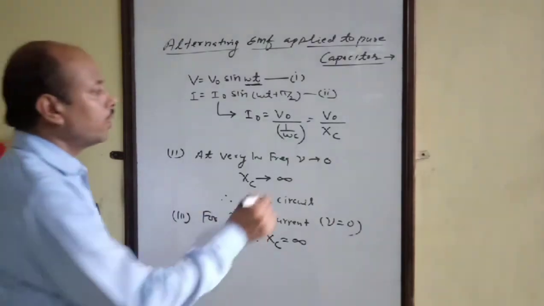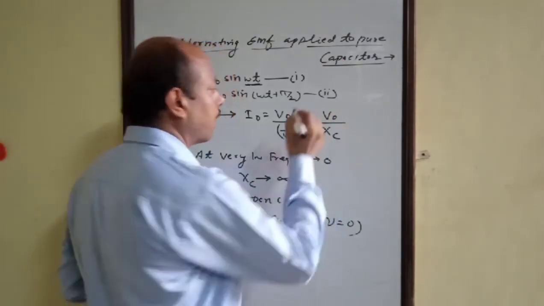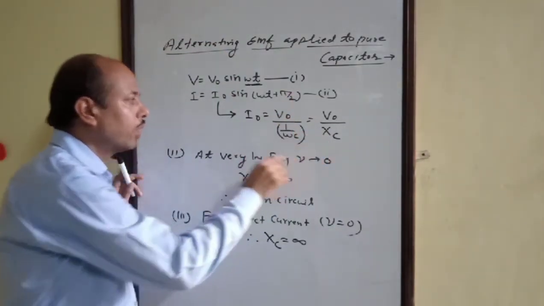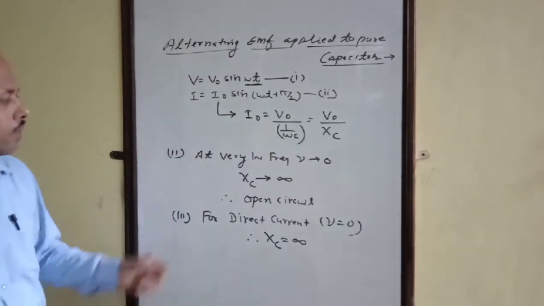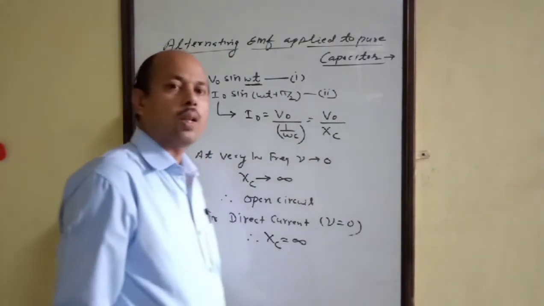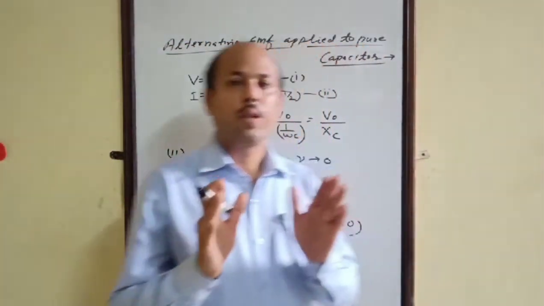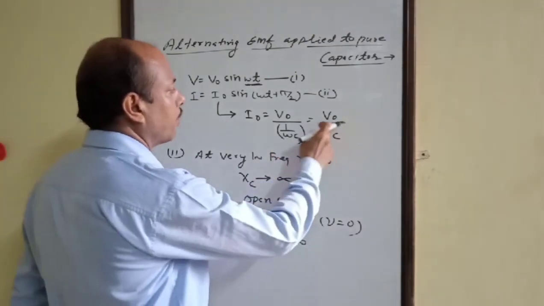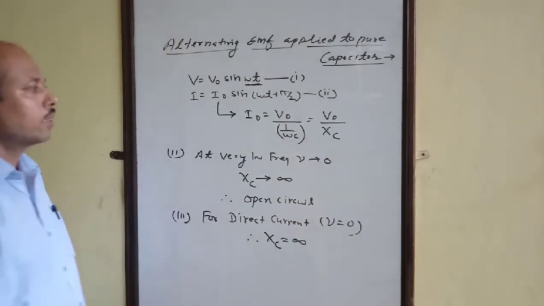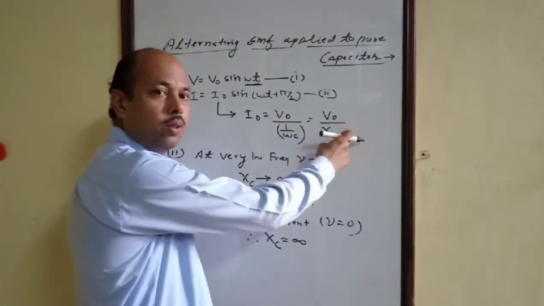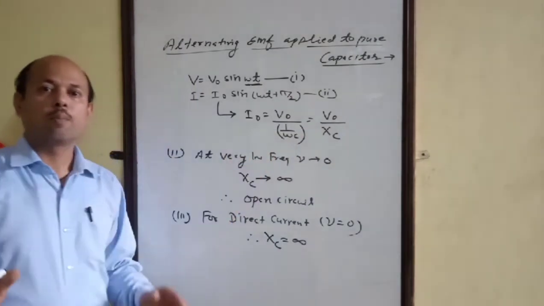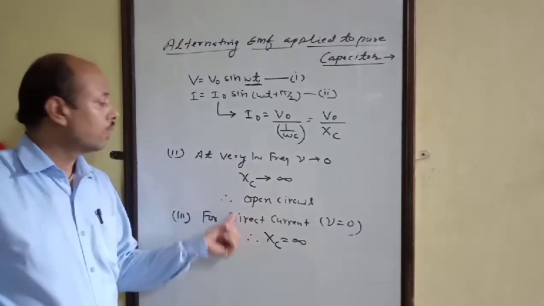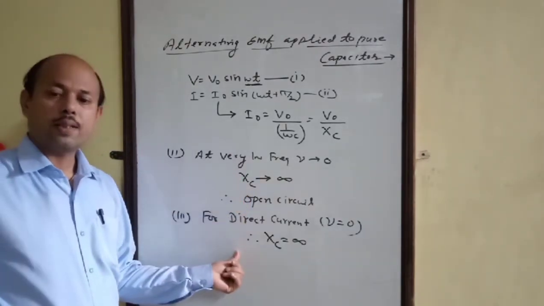It means Xc is a very important parameter for a capacitor. By knowing the value of capacitive reactance, we can find the behavior of the capacitor for high frequency, for very low frequency, and for direct current. So this is the discussion about capacitive reactance. Again, I am discussing the formula: Xc equals 1 upon omega c, or 1 upon 2 pi nu c, and then we can find the capacitive reactance for different cases.